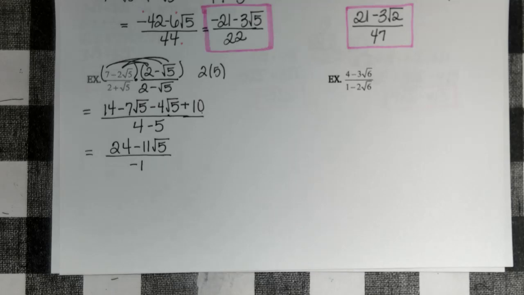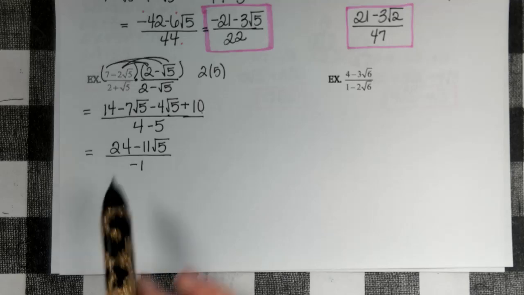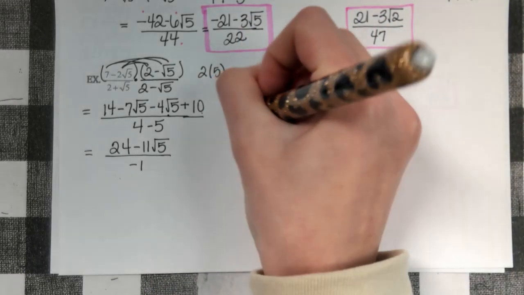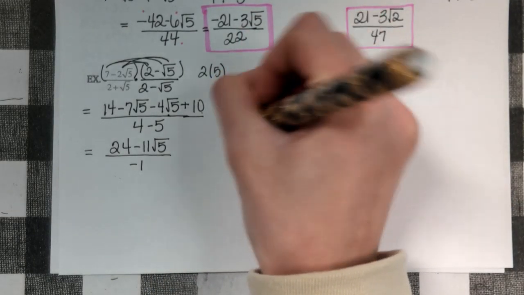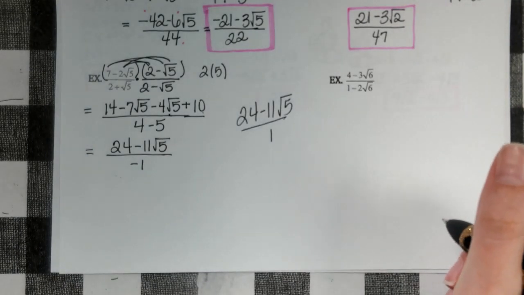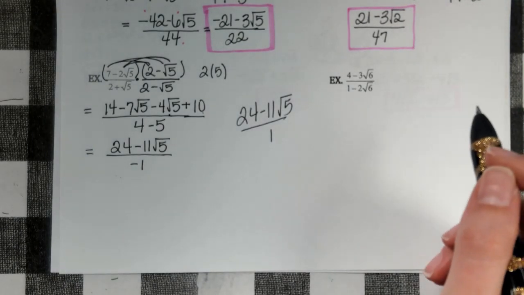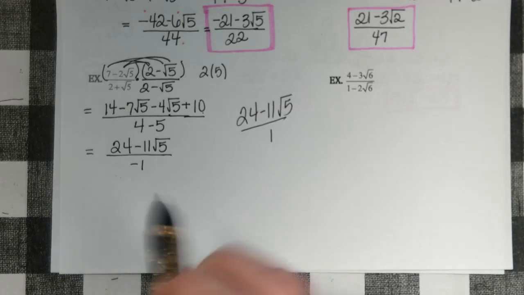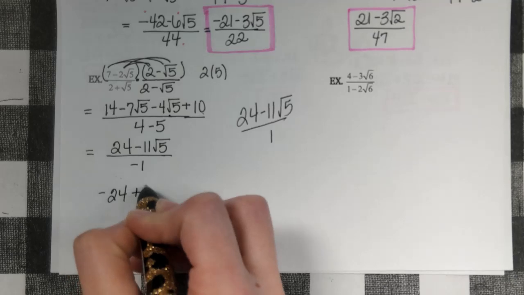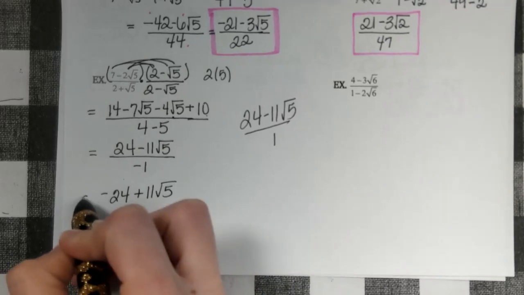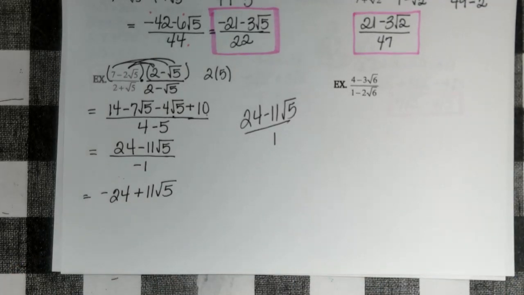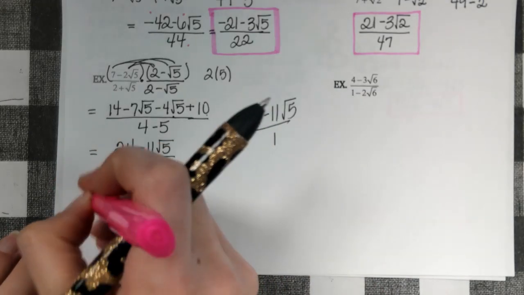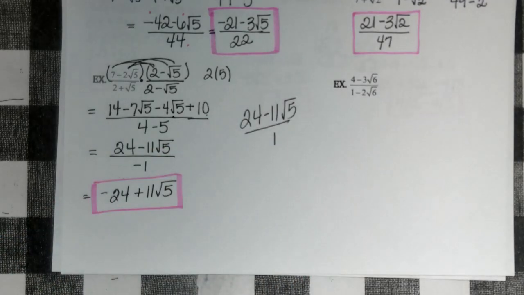Should I leave it like that? Apparently not. You can't have a negative in the denominator. Would you ever leave something like this? If it were just a positive one, would you ever leave it like that? No, so we can just make it a negative 24 plus 11 square root of 5. You can't have a negative in the denominator, and all that is a negative 1, so just divide everything by negative 1.